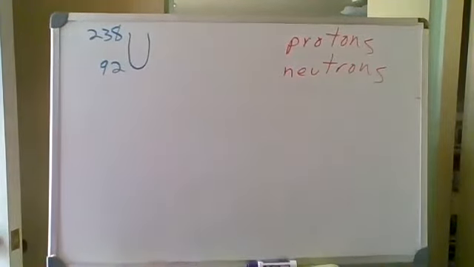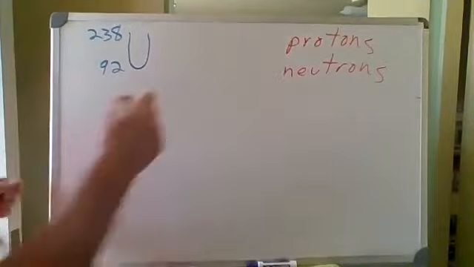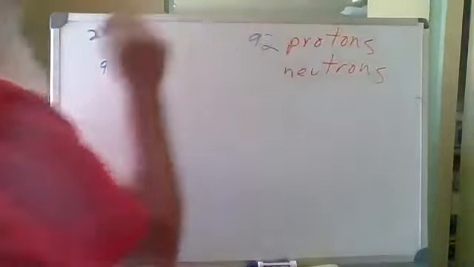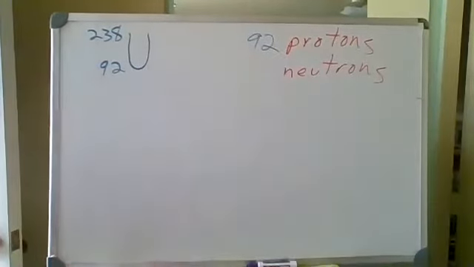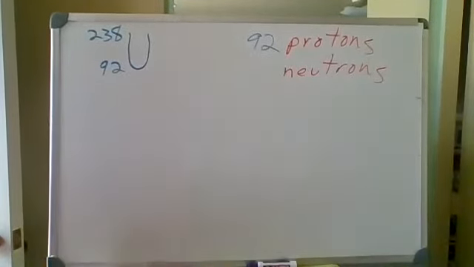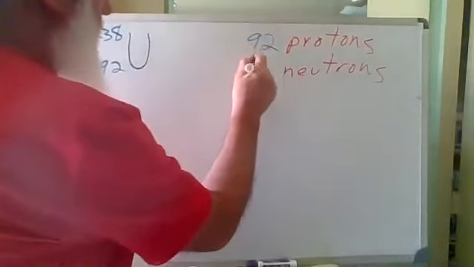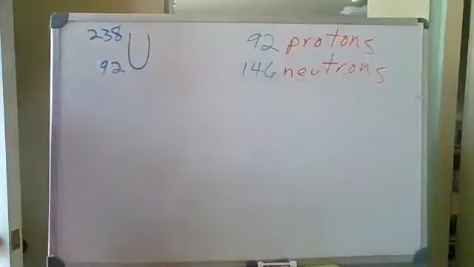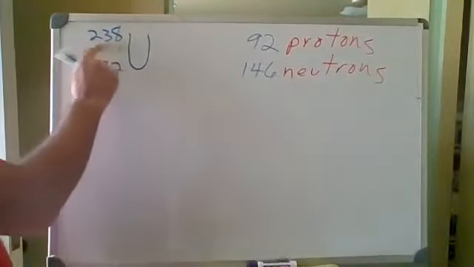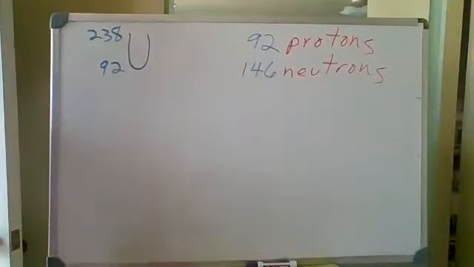Number of protons is? 92. And number of neutrons? 146. 46, sorry. All right. So 92 protons, and this is protons plus neutrons, so 146 neutrons. Okay.